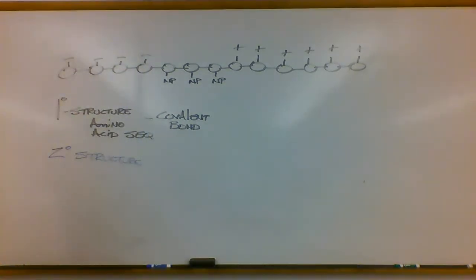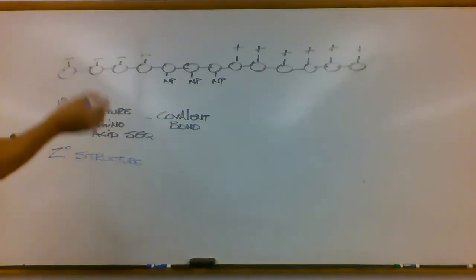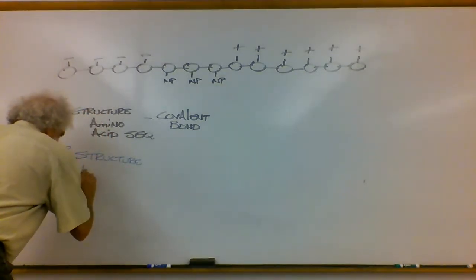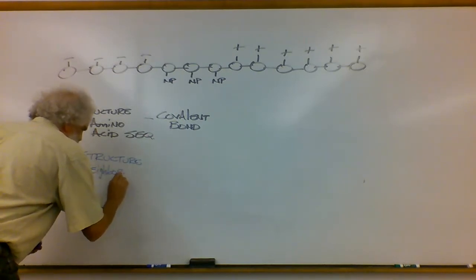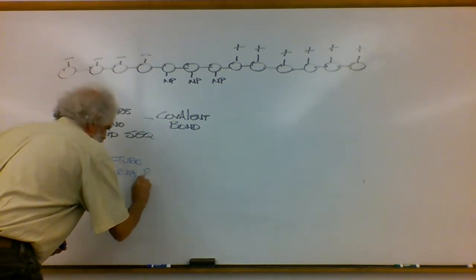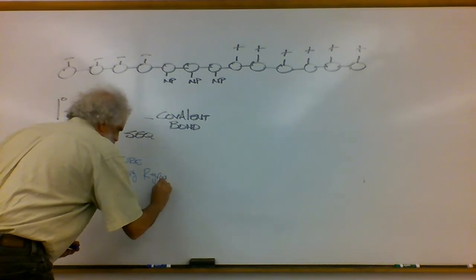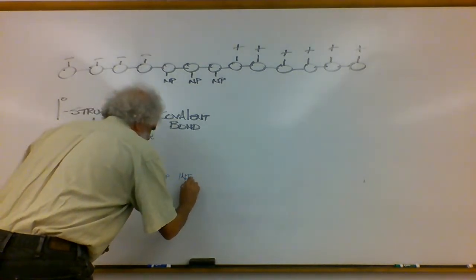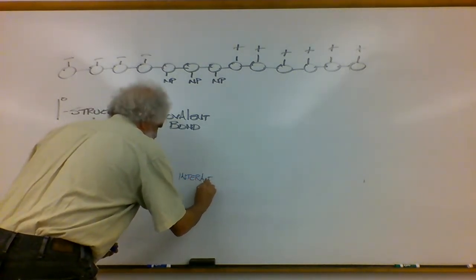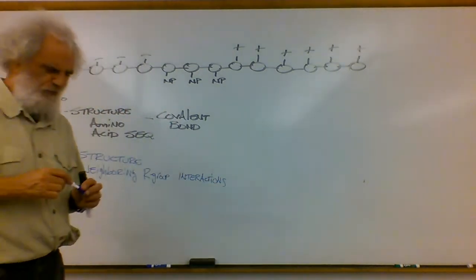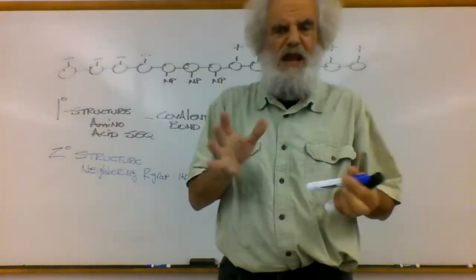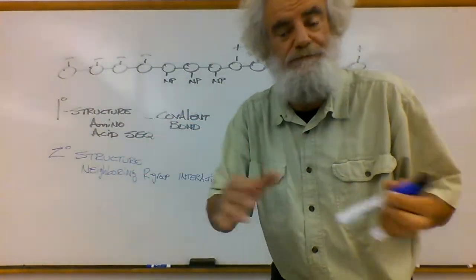All right, secondary structure. It's defined as the interaction of R groups that are neighboring, or another way of saying it is neighboring R group interactions. Who are the R groups in your neighborhood? And for the purposes of this biz, neighboring means probably about 5 amino acids on either side.